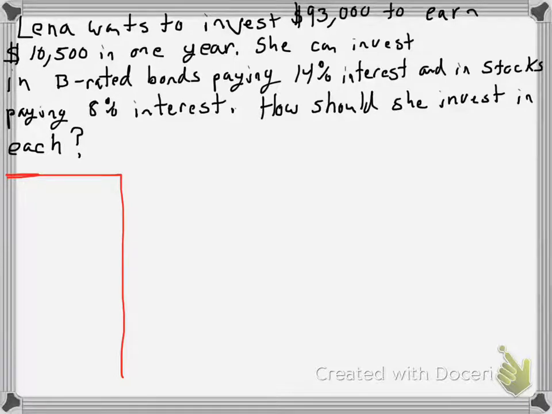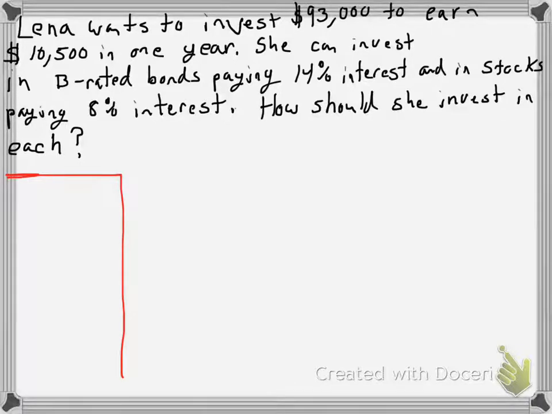$10,500 in a year. She can invest in B-rated bonds, which pay 14% interest, and she can also invest in stocks paying 8% interest. And we want to know how much she should invest in each so that she gets this interest of $10,500.